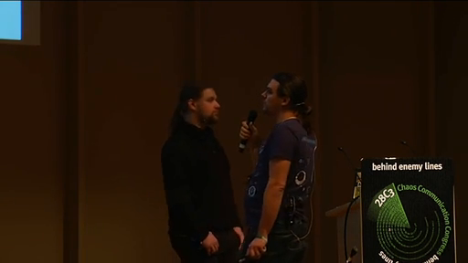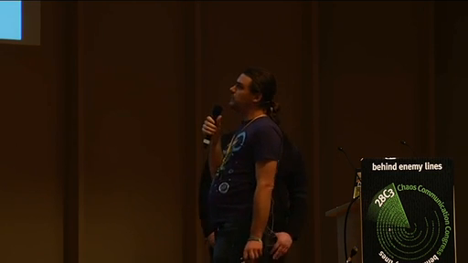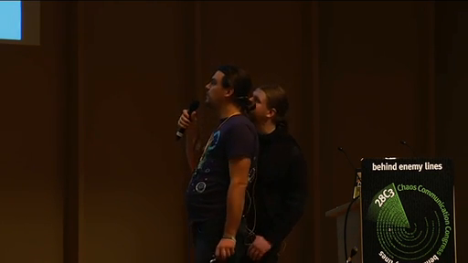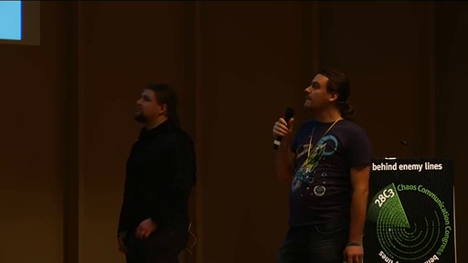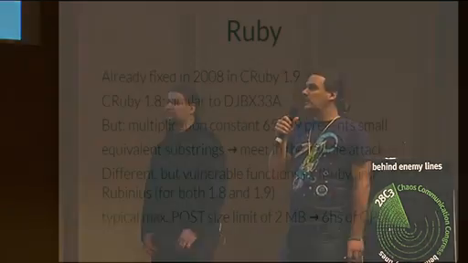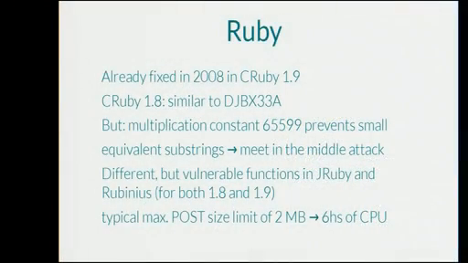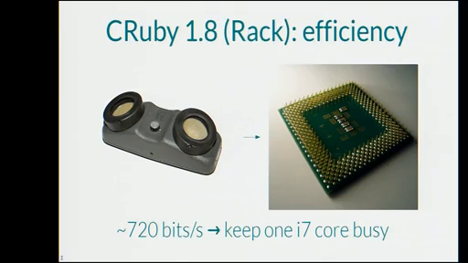So in JRuby and Rubinius, JRuby actually uses the CRuby 1.8 functions as well, both for the 1.8 implementation and the 1.9 implementation. And Rubinius uses something completely different, which is just another Ruby implementation. And typically on the different Ruby platforms, like if you're using Ruby on Rails or Passenger or something like this, the maximum post size is 2 megabytes. So that gives you about 6 hours of CPU time.